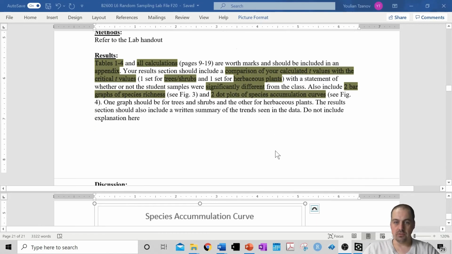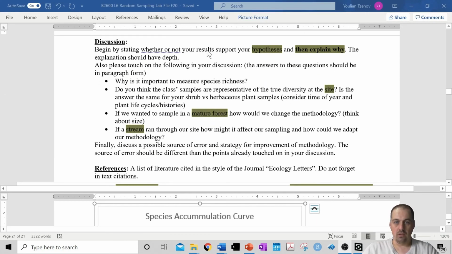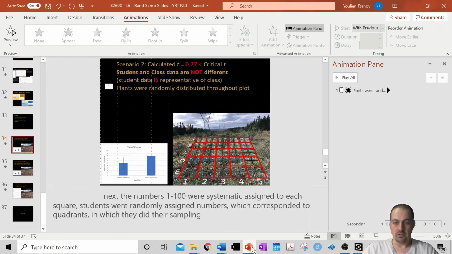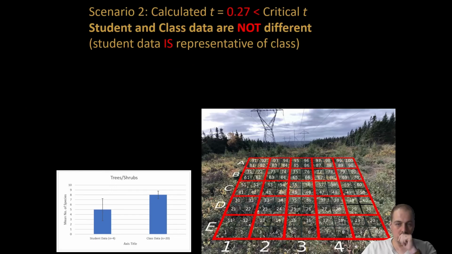In terms of your discussion, you are going to begin by saying whether or not your results support your hypotheses and then explain why in detail. I'm going to specifically show you what that means. I already mentioned that there's one of two possible outcomes here. Either your t-value is going to be lower or higher than your critical t. If it's lower, your student and class data are not different from each other. The other way to say this is that your student data is representative of the class.